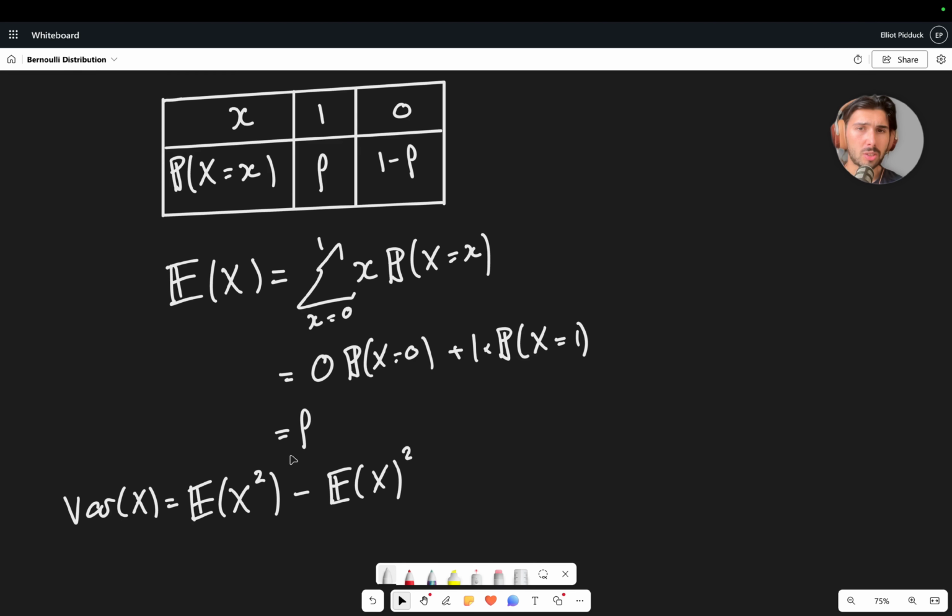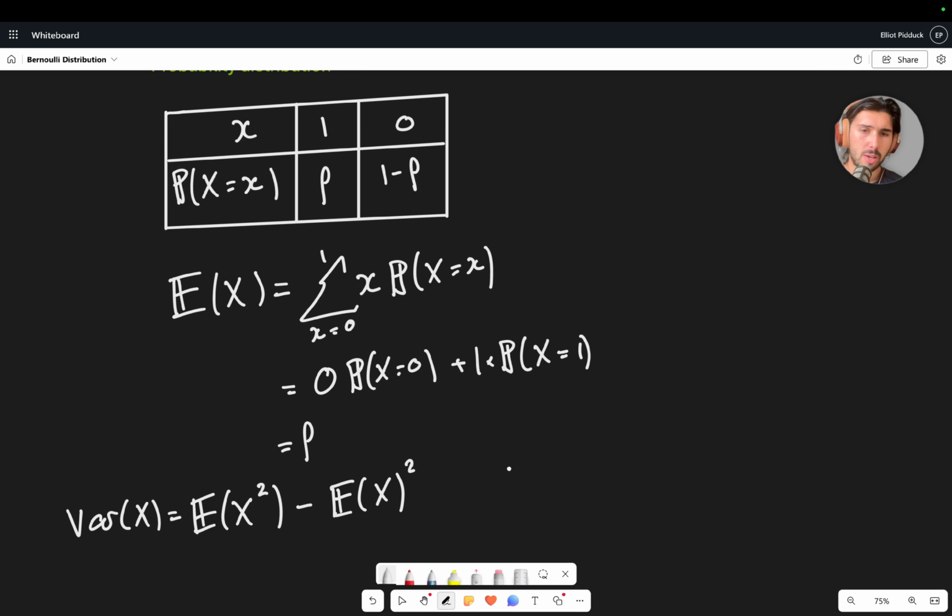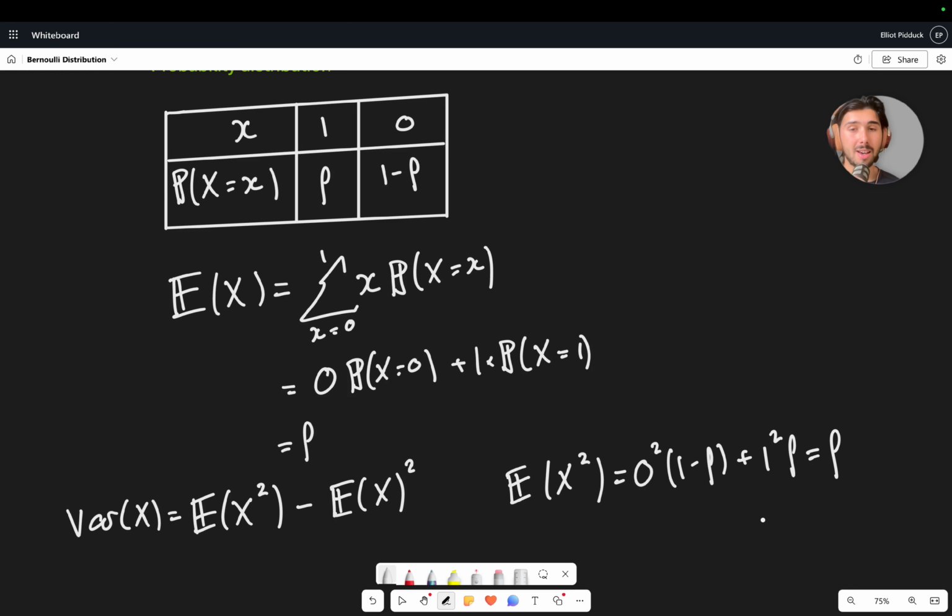The way that we do this, I won't write it down, but I do have videos on it, is we do a very similar thing. So the expected value of x squared is just going to be each x value squared, 1 squared and 0 squared, times their respective probabilities. So it's just going to be 0 squared times 1 minus p plus 1 squared times p. And of course, this ends up just being p again.